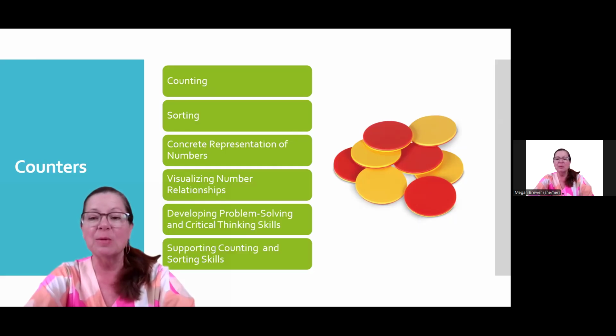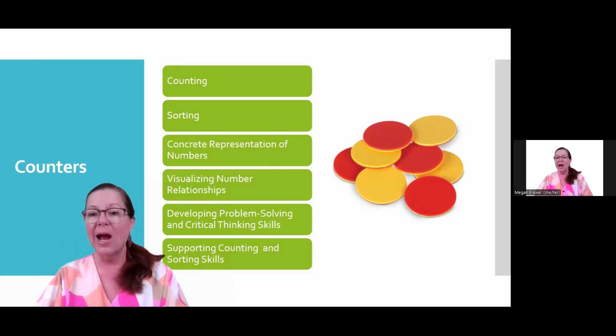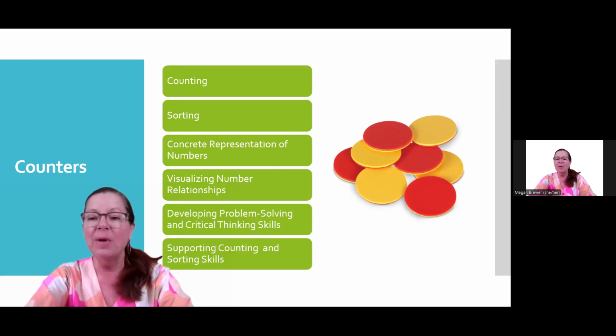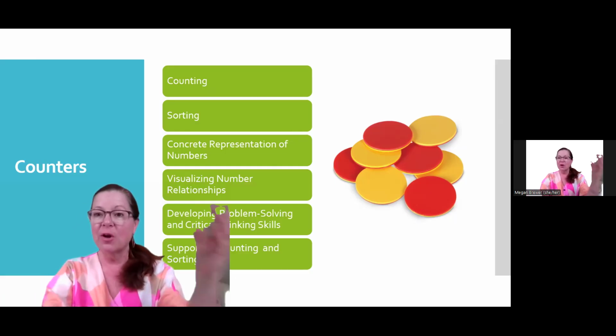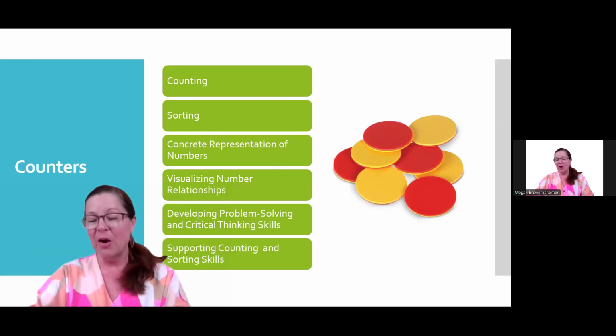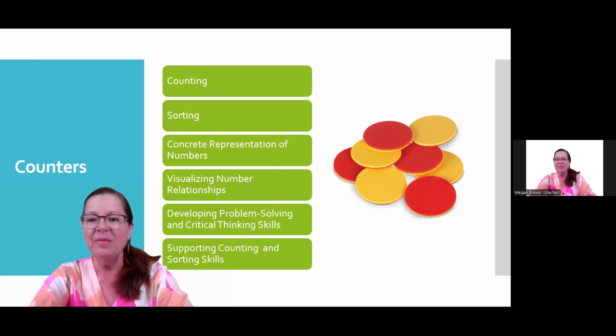Visualizing number relationships. By using the counters, students can visually represent addition and subtraction problems, helping them understand the concepts of combining and taking away. They can also explore number bonds. For example, 5 equals 3 and 2. Using the counters, developing a deeper understanding of number relationships.